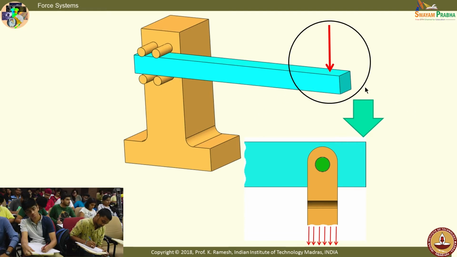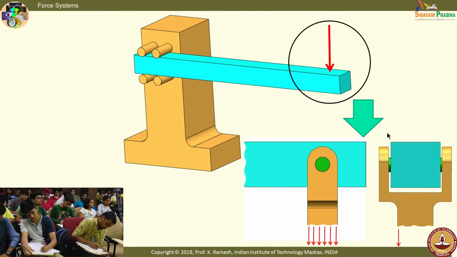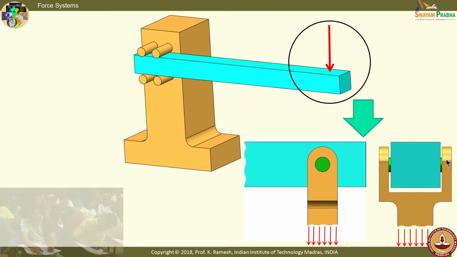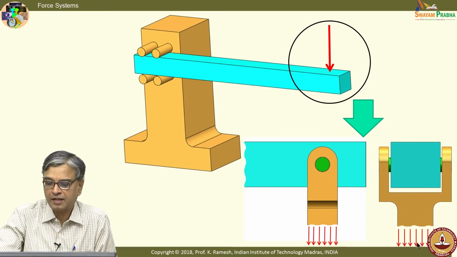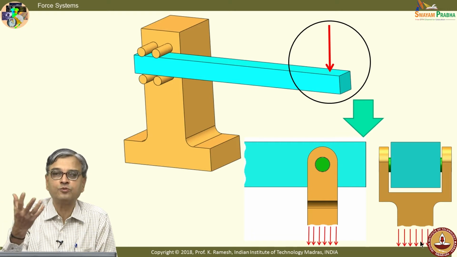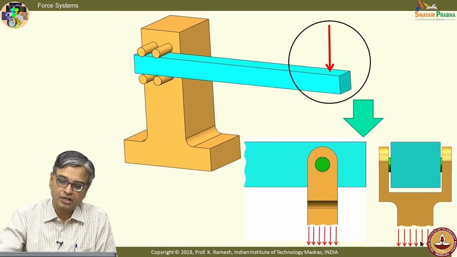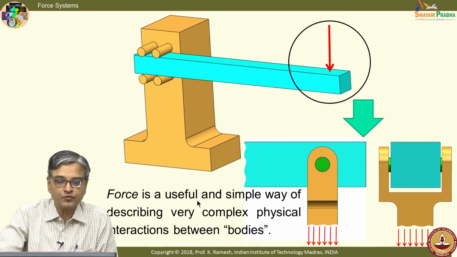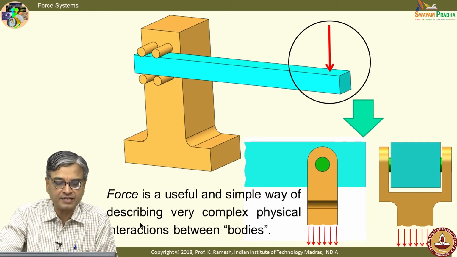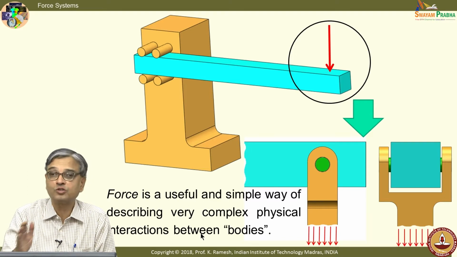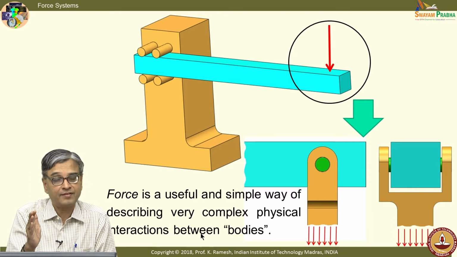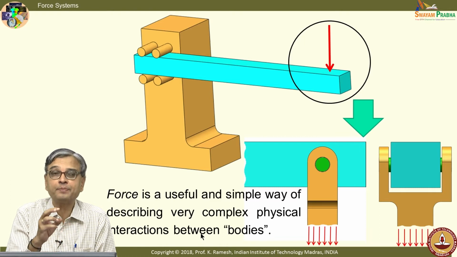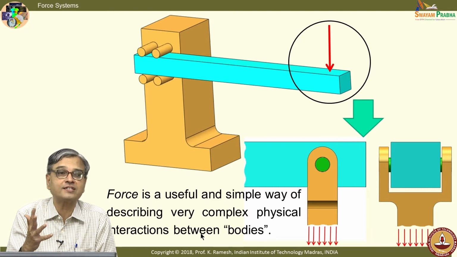And if I see the side view, I have the system like this. I have a pin going through the hole and I have a fork. A pan is attached to the fork and you put a weight on it. So, looking from another perspective, force is a useful and simple way of describing very complex physical interactions between bodies. This is what we had seen in the previous class. I will again go through it quickly. For you to appreciate, you should look at force as a concept.